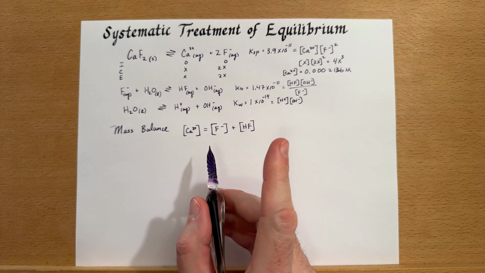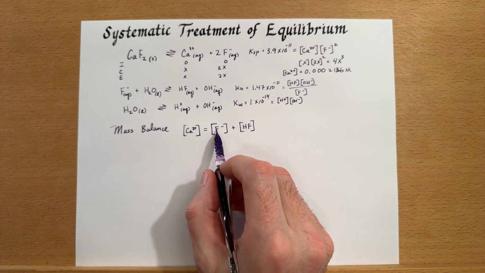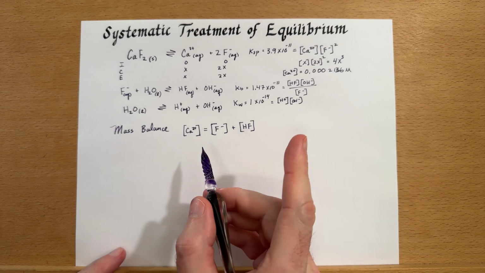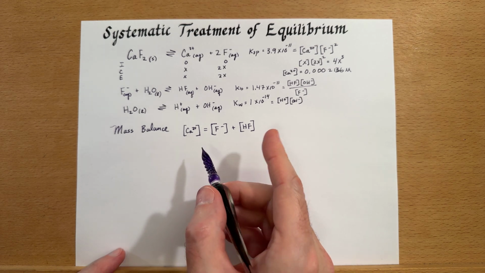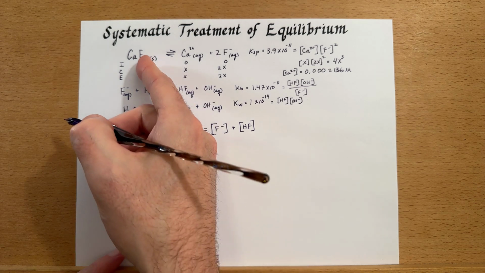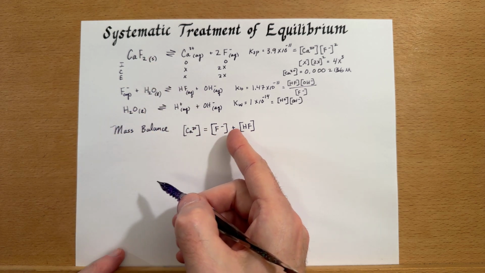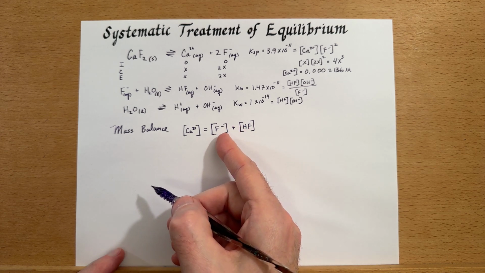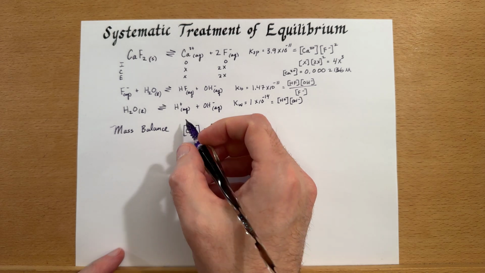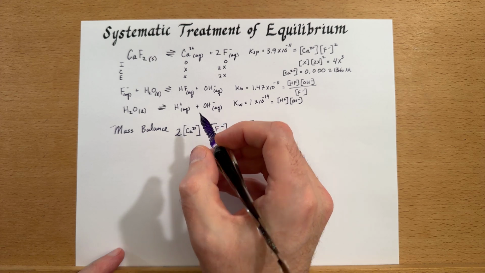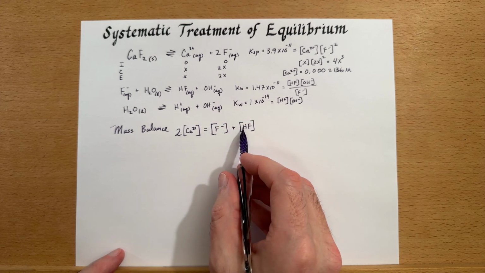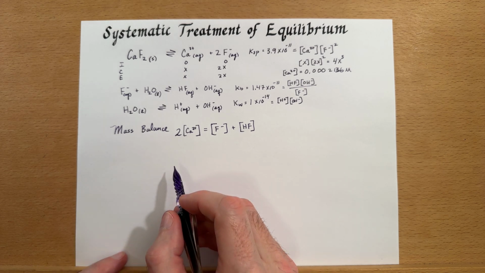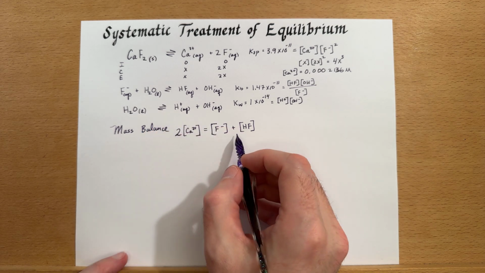And it is tempting to write 2 in front of the fluorines because there's twice as much. But these are concentrations. So we would expect that since there's twice as much fluorine, there should be a higher concentration of the fluorines versus the calcium. So in order to make that up, we'll have to multiply the calcium by 2. So now these 2 sides of the equation are equal to each other. So now we have a mass balance equation.